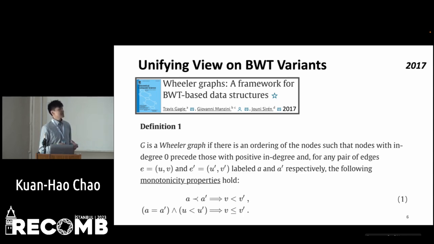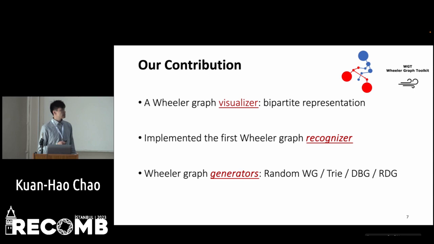Now we have well-defined mathematical rules and a unified framework. So it will be interesting to understand more, try to come up with some data structures, and also figure out how to index the graph. This is the contribution of our work. First, we developed a visualizer using a bipartite representation, so you can visualize a Wheeler graph and have a better understanding of it. We also implemented the first Wheeler graph recognizing algorithm, which we call the recognizer. And we also have the generator.